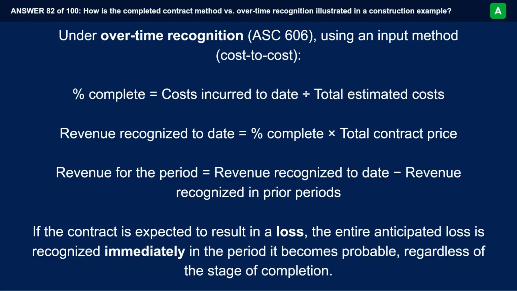If the contract is expected to result in a loss, the entire anticipated loss is recognized immediately in the period it becomes probable, regardless of the stage of completion.